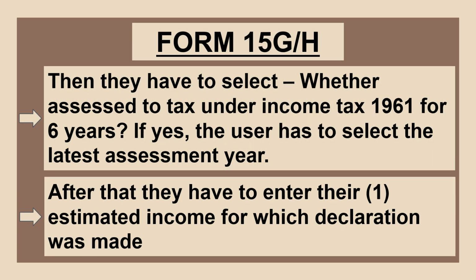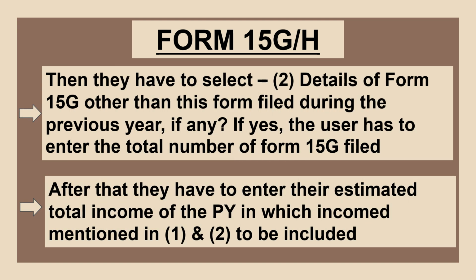Then they have to select whether assessed to tax under the Income Tax Act 1961 for 6 years. If yes, the user has to select the latest assessment year. After that, they have to enter number one, the estimated income for which the declaration was made. Then they have to select number two, details of form 15G other than this form filed during the previous year, if any. If yes, the user has to enter the total number of form 15G filed.